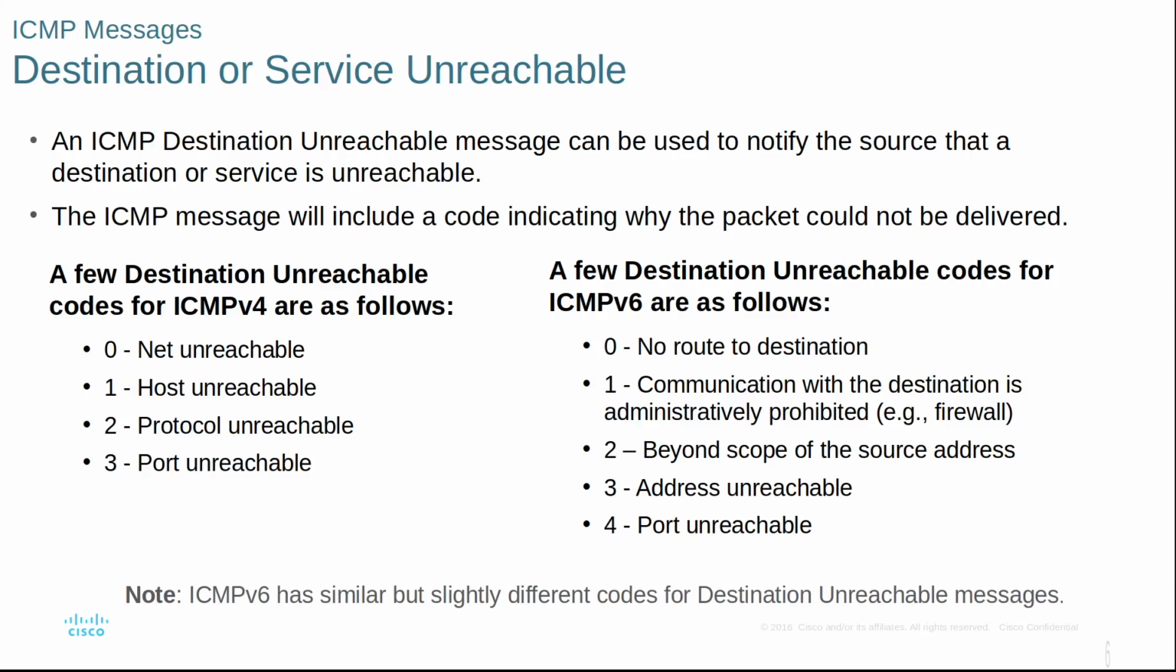ICMP version 6 has slightly different codes, and they are as follows. If it's a 0, there's no route to the destination, which is a little more descriptive than network unreachable, right? 1, communication with the destination is administratively prohibited, usually meaning a firewall. 2, beyond the scope of the source address. 3, the address is unreachable. Or 4, the port is unreachable. So there's a bit more functionality that's been added, and this is to, of course, make troubleshooting a little easier.